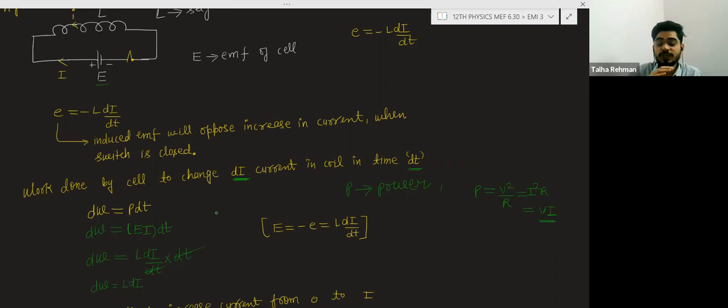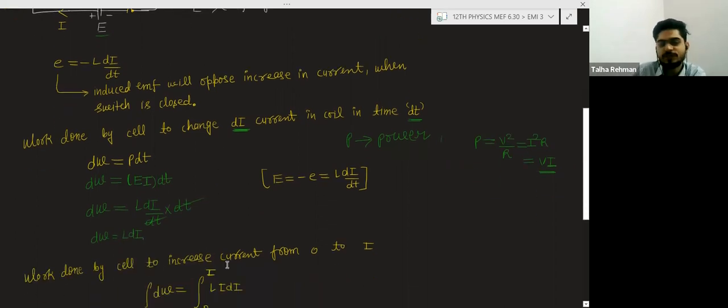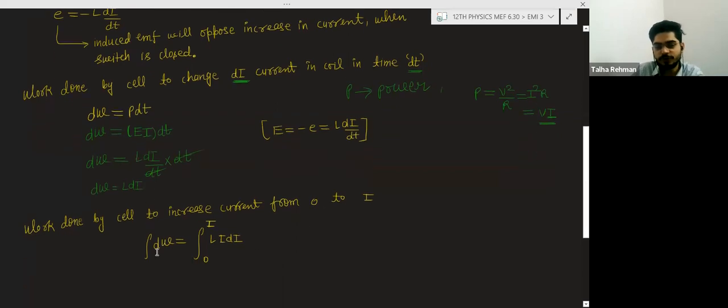But to change the total current, you have to do the integration. So work done by the cell to increase the current from 0 to I: you will do the integration from 0 to I. You have integrated this equation and applied the limits, as the current is increasing in the circuit from 0 to I. Now this will become W, and this L is constant, so we can take it out of the integration. This is 0 to I, and this is I into di.